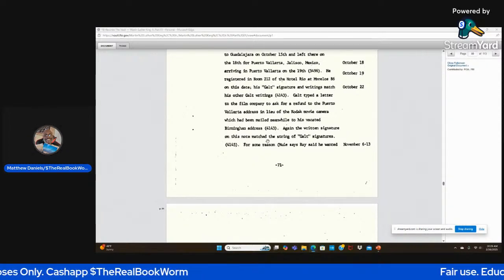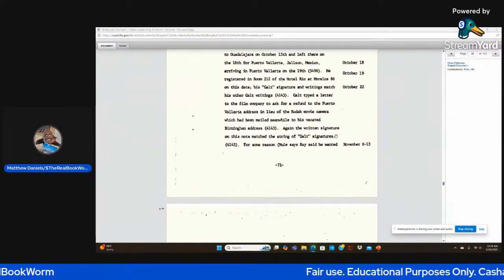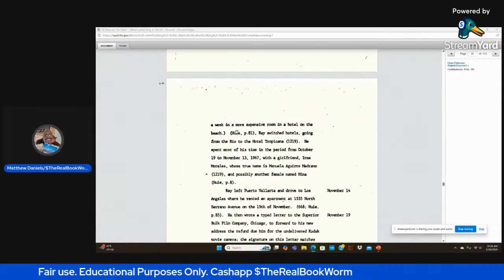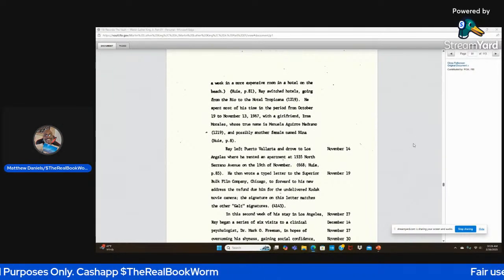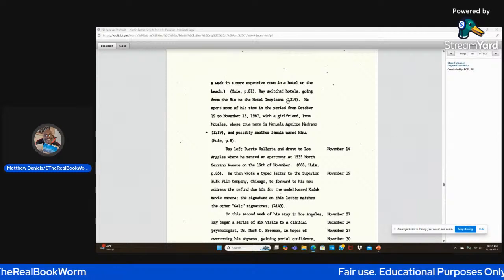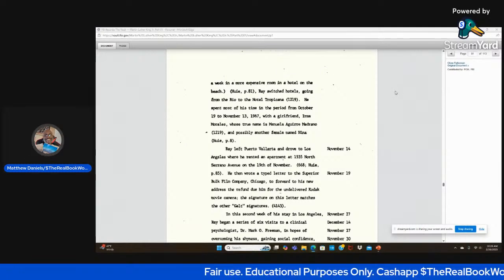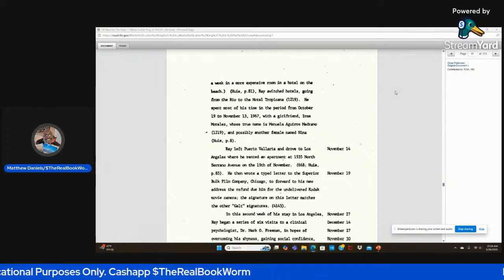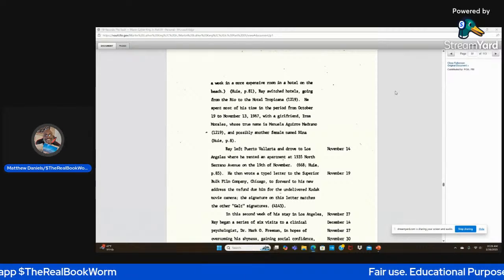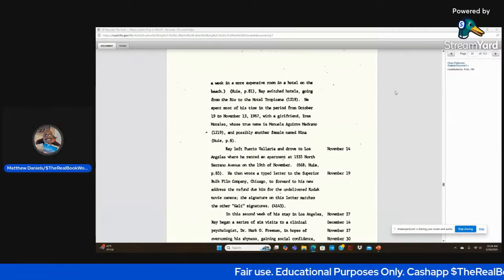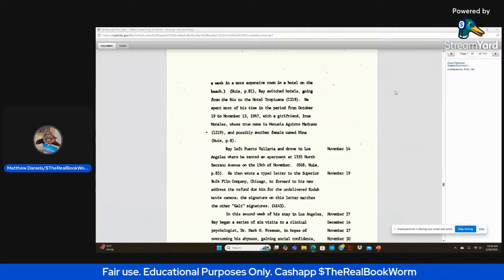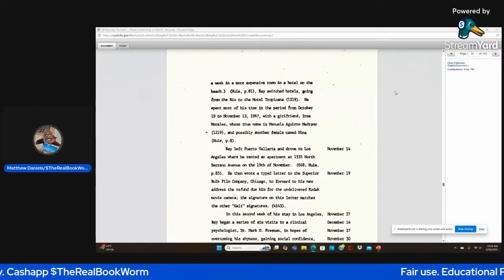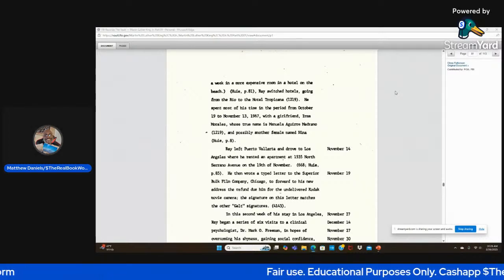Again, the written signature on this note matched the string of Galt signatures. For some reason, Huey says Ray said he wanted a week in a more expensive room in a hotel on the beach. Ray switched hotels, going from the Rio to the Hotel Tropicana. He spent most of his time in the period from October 19th to November 13th, 1967, with a girlfriend, Irma Morales, whose true name is Manuela Aguirre Medrano, and possibly another female named Nina.